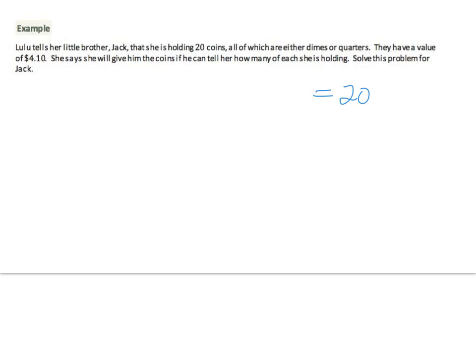They have a value of $4.10. She says she will give him the coins if he can tell her how many of each she is holding. Solve this problem for Jack. So I know the total number of coins I have is 20. I've got so many dimes and so many quarters.